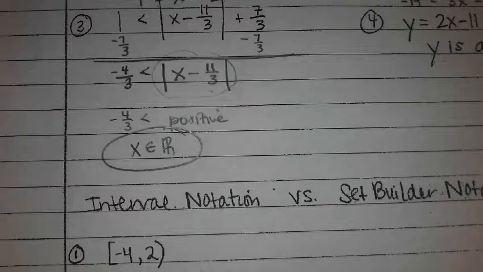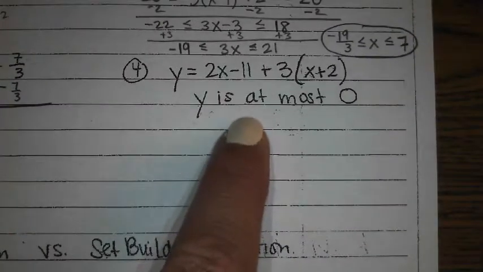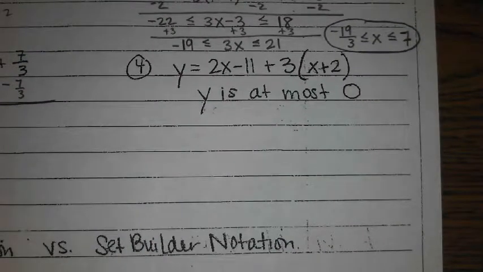Anything is a solution. Okay? You're going to see problems like this, sort of like a system, and they give us that y equals 2x minus 11 plus 3 times x plus 2, and then they tell us that y is at most 0.